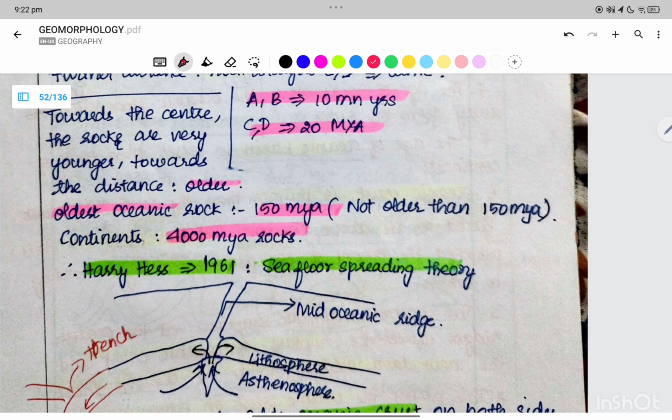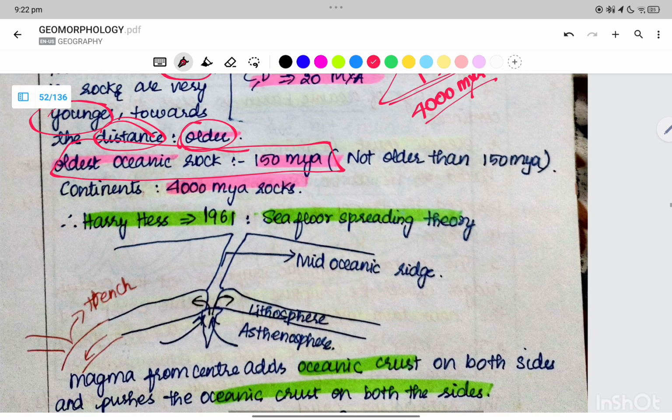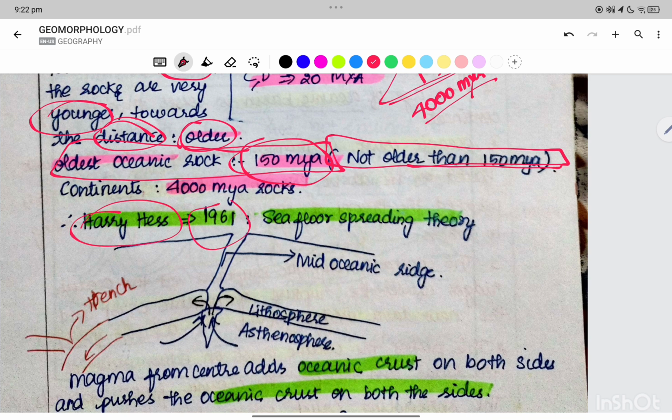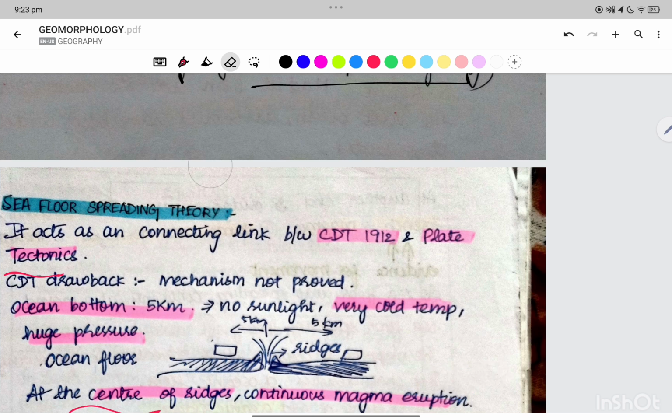Now we say that when the rocks are at the center, they are younger, and with distance they become older. The oldest oceanic rock is just 150 million years old. But on the continent, we have rocks over 4,000 million years old. At the ocean, even the oldest rock is not older than 150 million years. Therefore, Harry Hess. So we have the continental drift theory in 1912, whereas the sea floor spreading theory, which is acting as a connecting link, is from 1961, right?